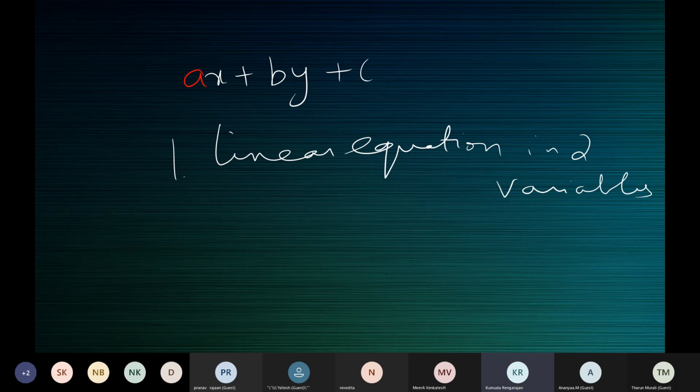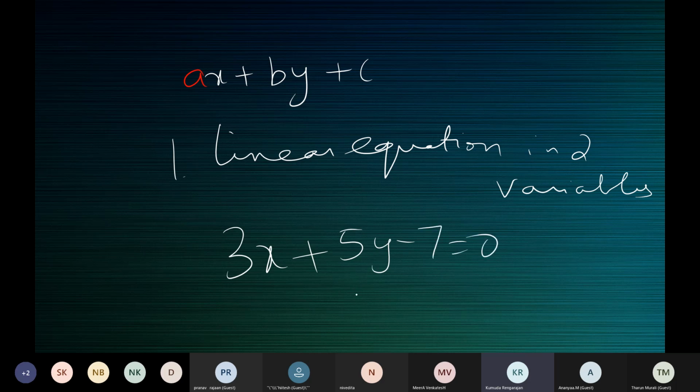Last year you saw only one like this. You would have seen only one and you would have made graphs for all that. So you had only one equation like this: 3x plus 5y minus 7 is equal to 0. Make a graph of this one. And you know that the graph is a straight line. It's a straight line in the Cartesian plane.